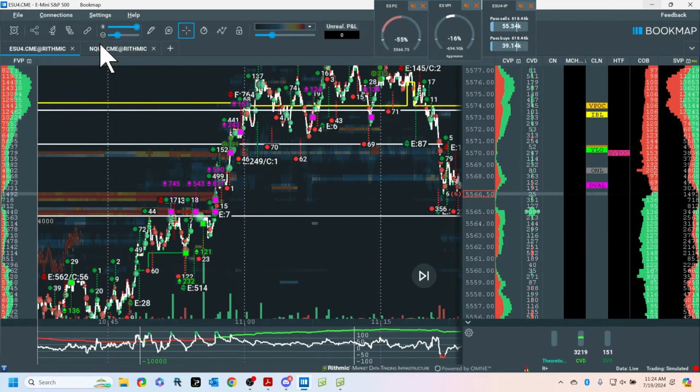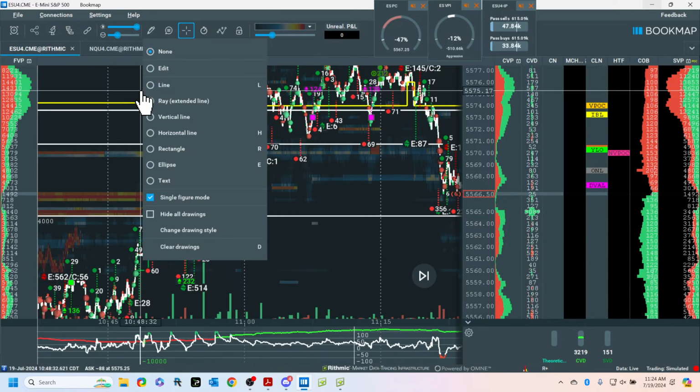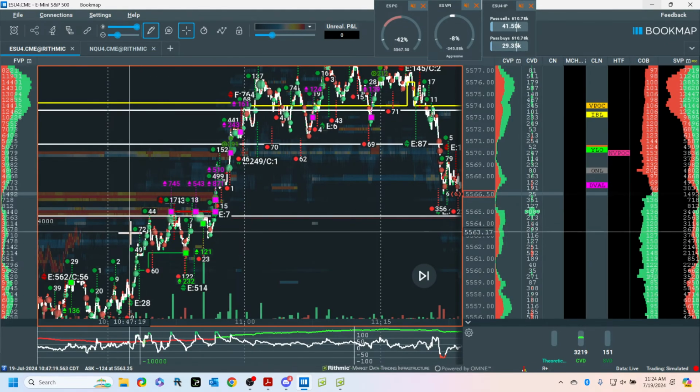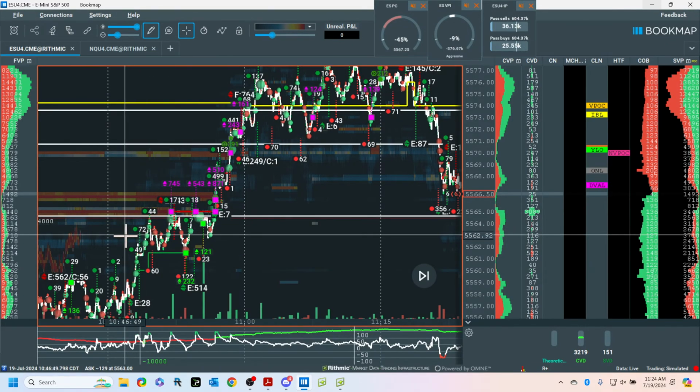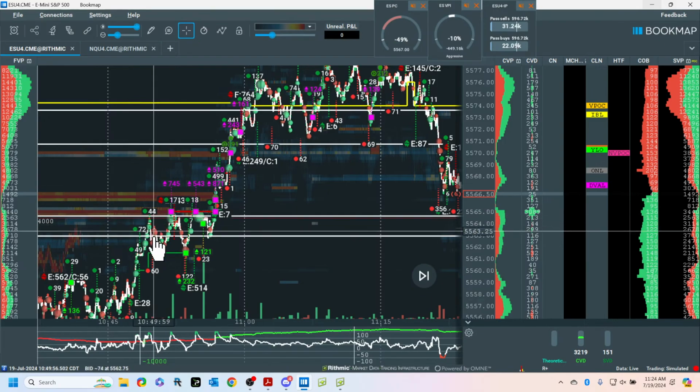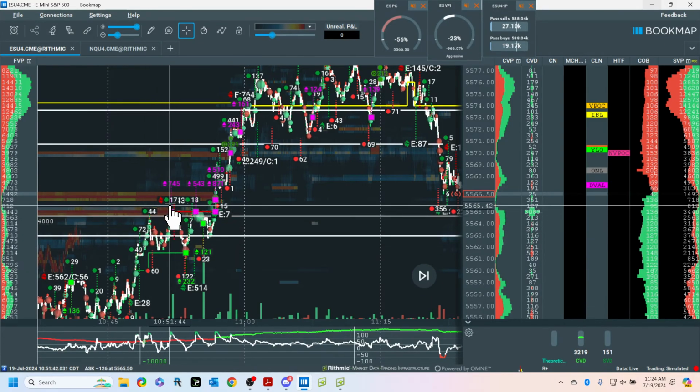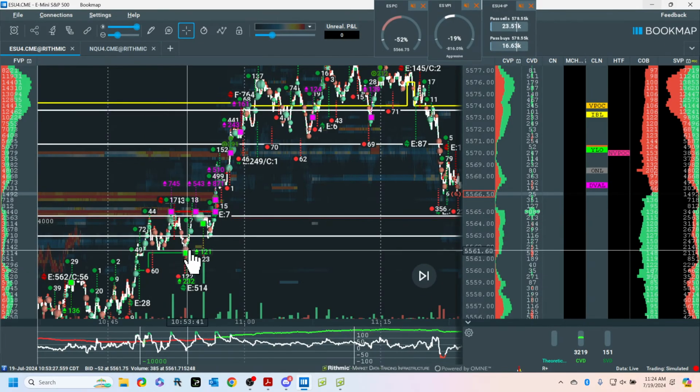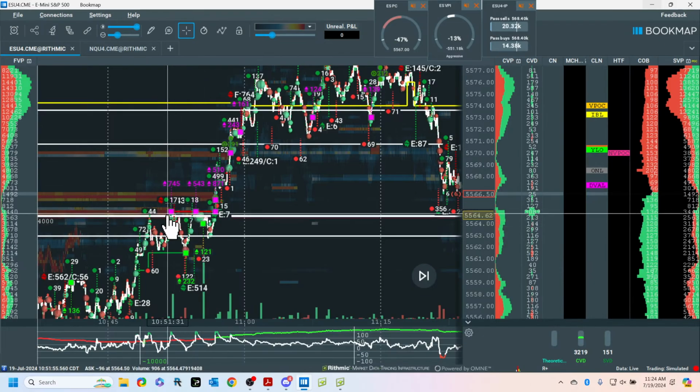I'm going to put another little line over here. What I'm trying to do is look at the auction. Remember, what does the market do? It auctions. In other words, oh, that's too high. Yeah, but it's on sale. Nah, I'm not going to pay that. And here's the beauty of Bookmap.